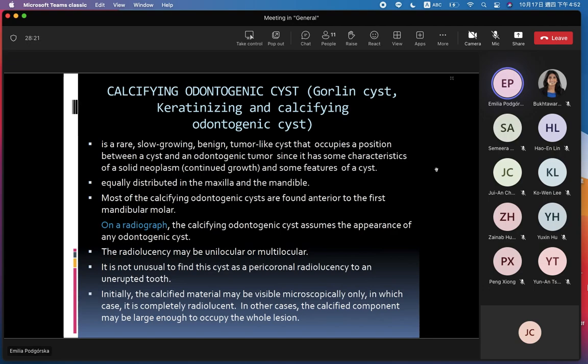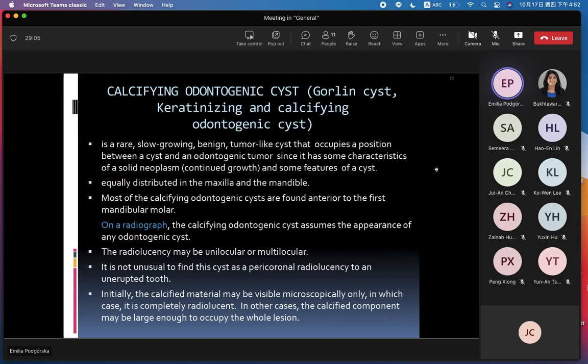And calcifying odontogenic cyst, also called Gorlin cyst, keratinizing and calcifying odontogenic cyst. It is a rare, slow-growing, benign, tumor-like cyst that occupies a position between a cyst and an odontogenic tumor, since it has some characteristics of a solid neoplasm, like continued growth, and some features of a cyst. It's equally distributed in the maxilla and in the mandible. Most of the calcifying odontogenic cysts are found anterior to the first mandibular molar.